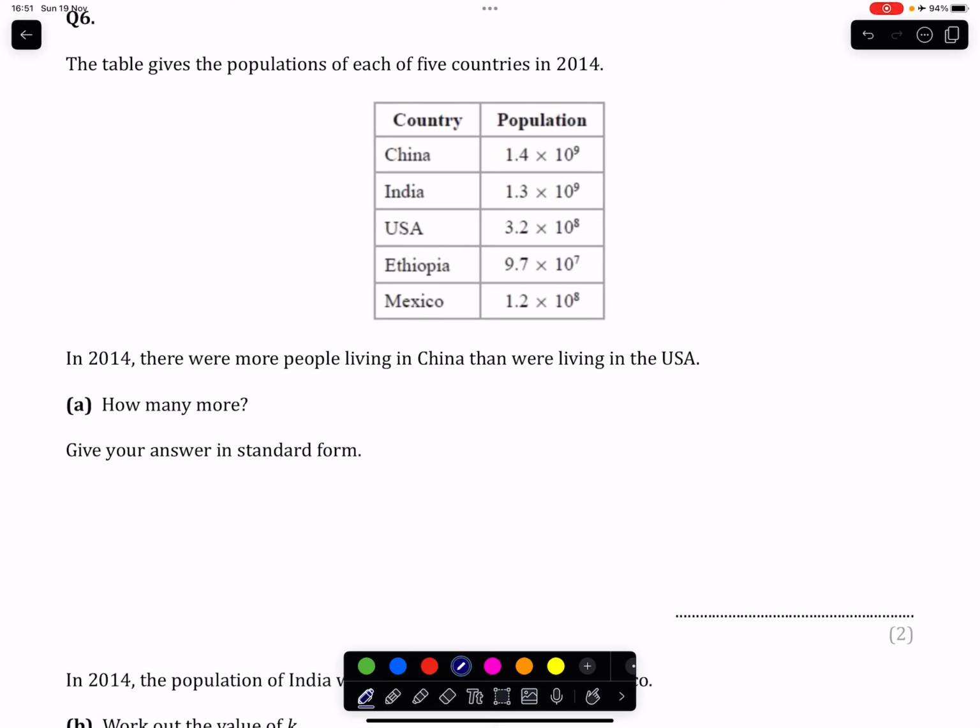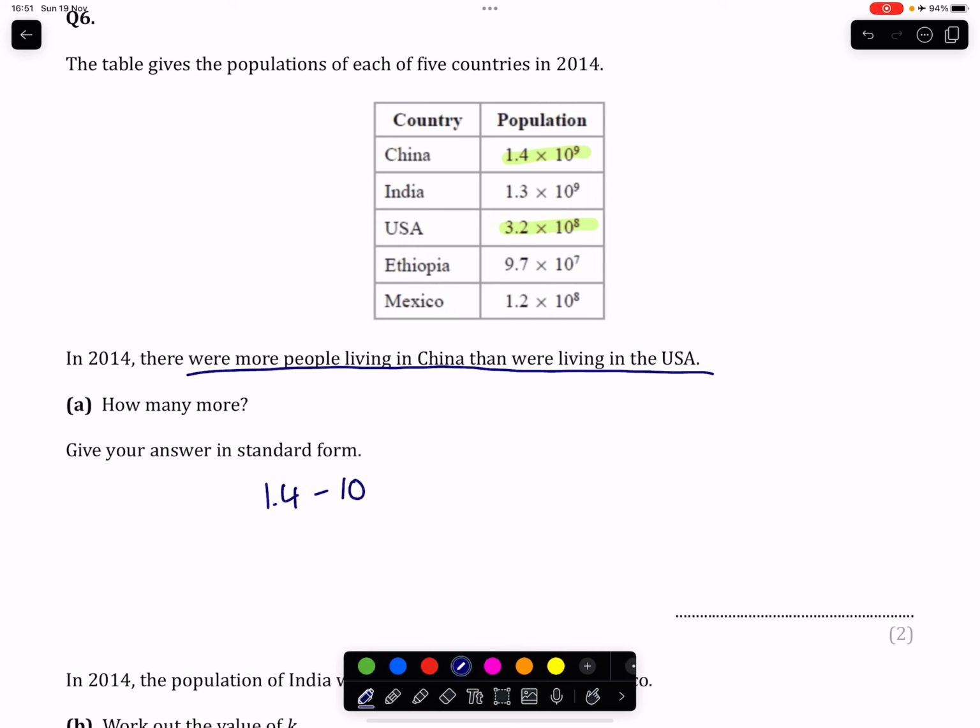Question 6. The table gives the populations of each of 5 countries in 2014. In 2014, there were more people living in China than there were living in the USA. How much more? Well, we want to take our population of China and our population of the USA and subtract them from one another.